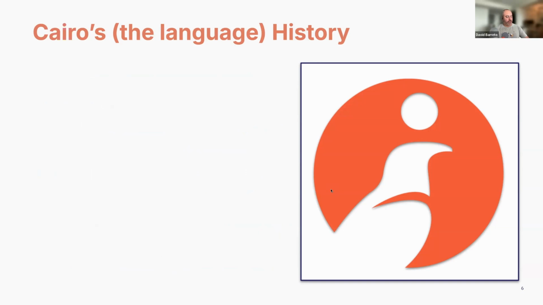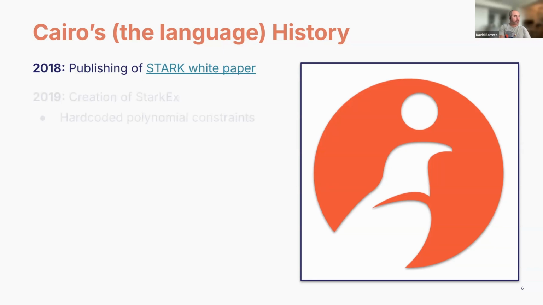So a little bit of the history of Cairo, the language in this case. In 2018, Starkware published the STARK white paper, just defining how ZK proofs work.